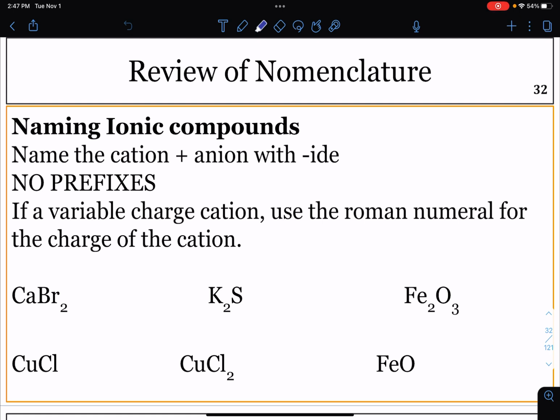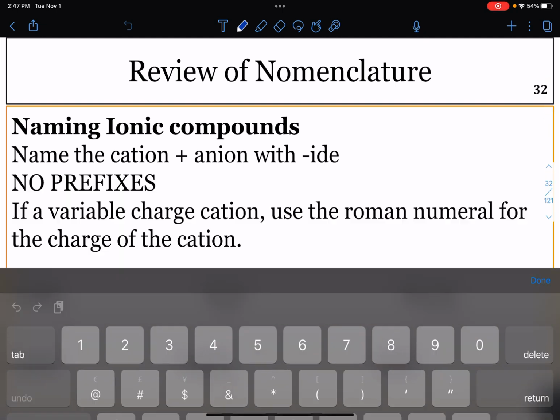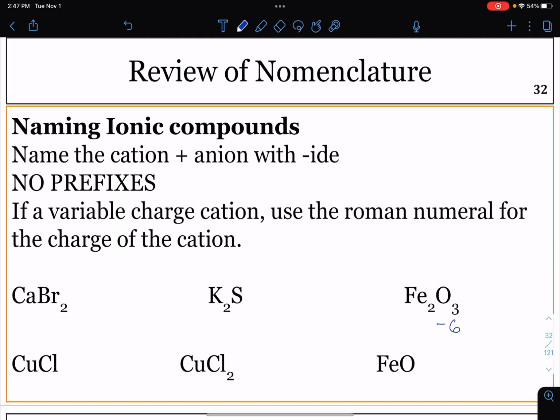The Fe2O3 is the one that's a little bit tricky. Iron is a transition metal, and so sometimes it can make different charges. To figure out what charge it's making in this compound, we look at oxygen. Oxygen is always a -2. So that means we have a total of -6 from oxygen. The two iron atoms need to add up to +6 in order to neutralize the charge. Therefore, each iron is a +3 charge in this compound.